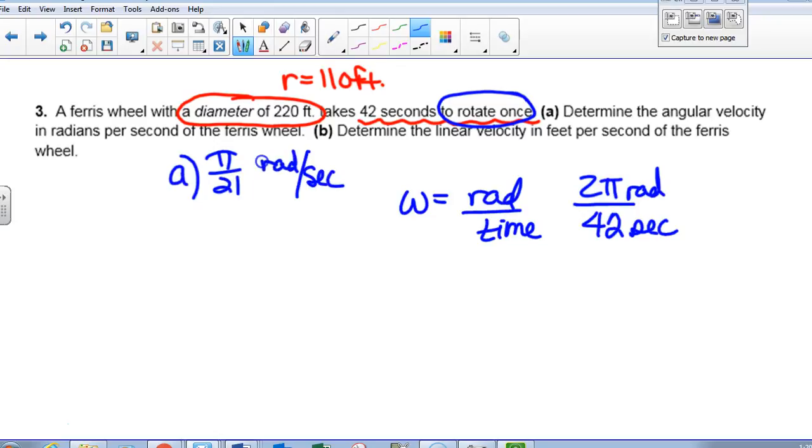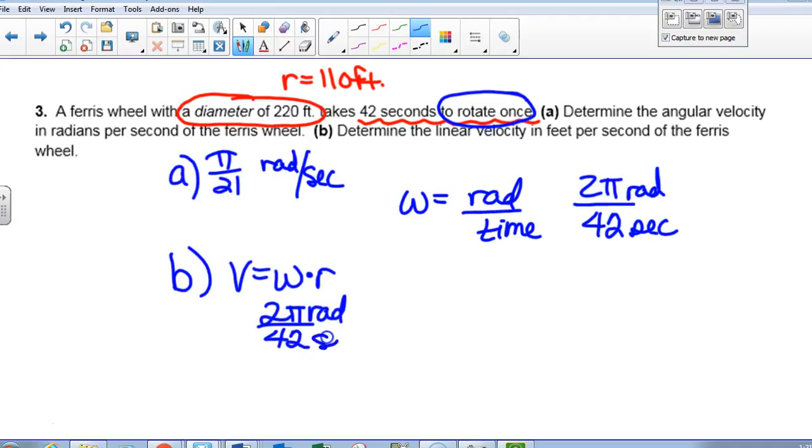Nice job, Trey. And for B, to get to linear velocity, what do you do? You got to take that answer, which I just rewrote unreduced, and we got to multiply by the radius, which was 110 feet. So now we'll just have feet per second. Is that what they wanted? Oh, good. We didn't have to do any crazy converting.